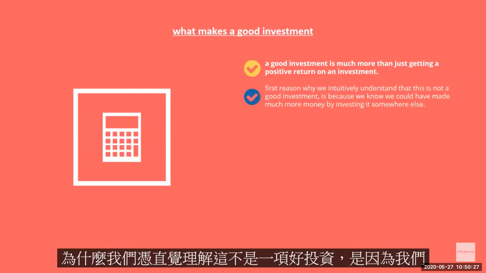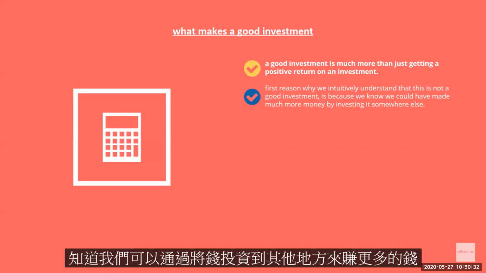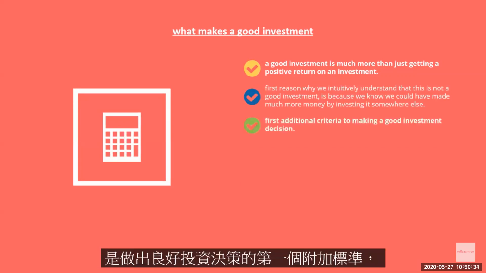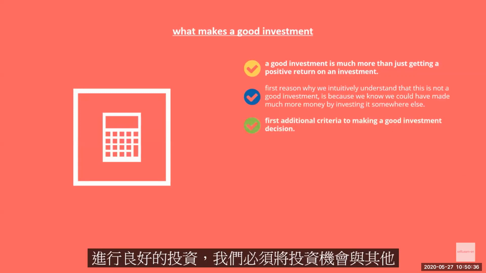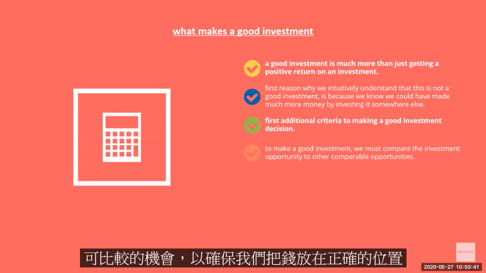The first reason why we intuitively understand that this is not a good investment is because we know we could have made much more money by investing it somewhere else. And that is the first additional criteria to making a good investment decision. To make a good investment, we must compare the investment opportunity to other comparable opportunities to make sure we put our money in the right place.